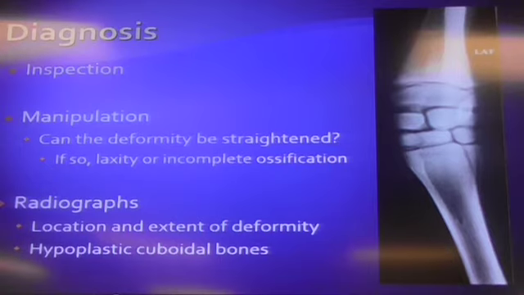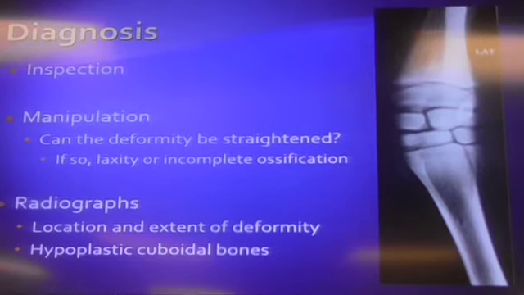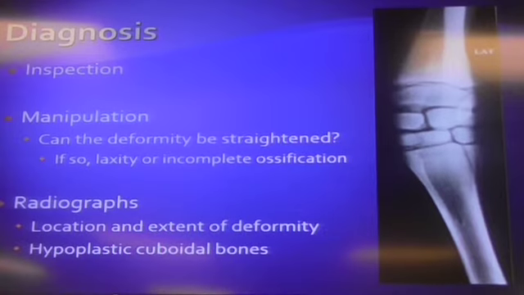Now, if you imagine you had one where there was a whole bunch of abnormal bone growth up in the physis, do you think that would be something you could manipulate back to normal? No, the bone is already set, right? It grew that way. But if it's just because something is squishy or lax, then you can fix it. Radiographs will help you determine where the problem is if you're not sure, and of course look for those cuboidal bones that haven't been fully formed.